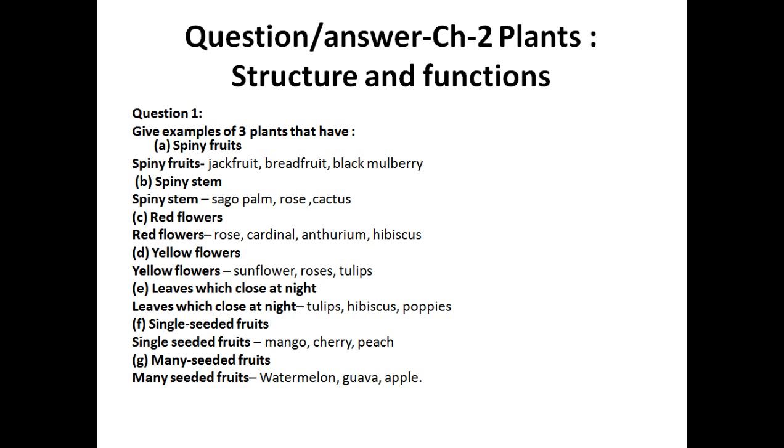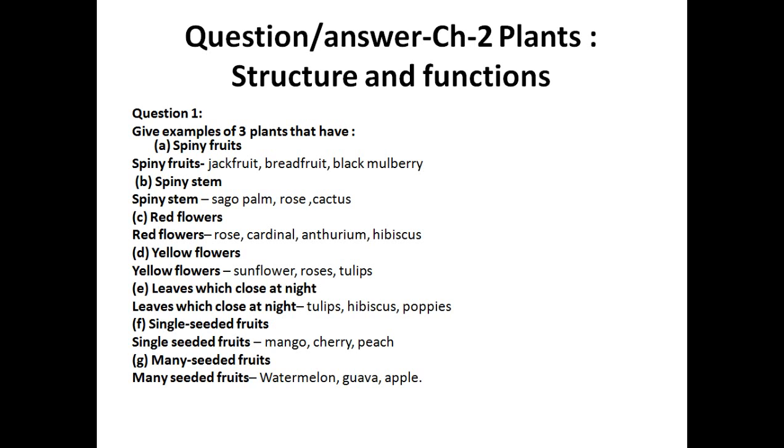Red flowers, which plants have red flowers? Rose is found in red color, cardinal, anthurium, and hibiscus. These are all types of flowers found in red color. Okay. Yellow flowers, which flowers are yellow in color? Sunflower. Roses are also found in yellow color, and tulips. Tulips are also found in yellow color.